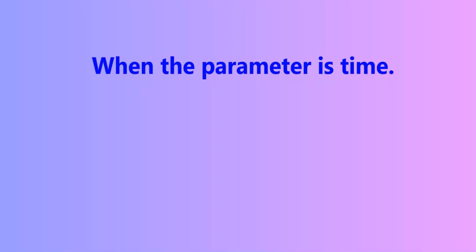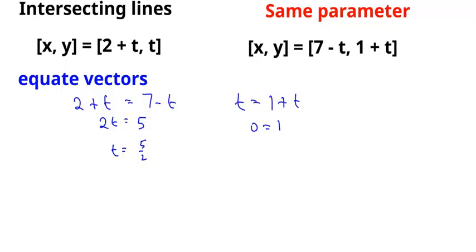In this video we'll look at intersecting lines once again using vector equations, but here where the parameter is time and we want the same parameter for each of the equations. So in a previous example we had these two equations here where t was the same parameter, and we ended up with solutions that were inconsistent.